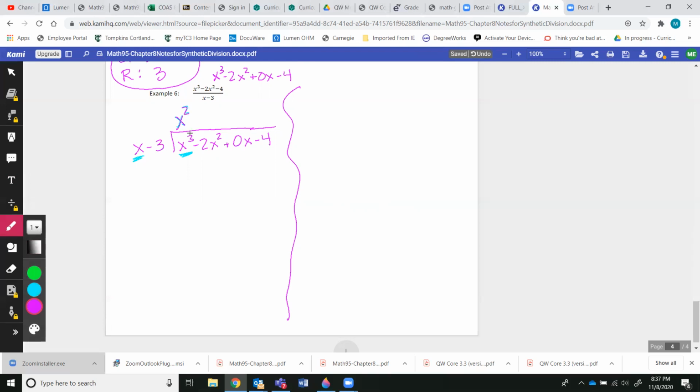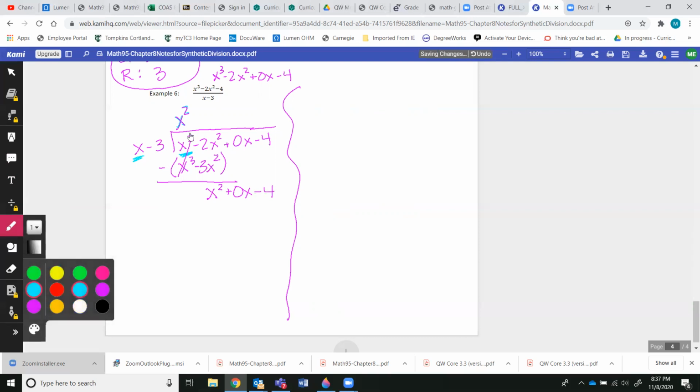And then I can go ahead and multiply. X squared times x gives us x to the third. And then x squared times negative 3 is minus 3x squared. And this cancels out. And negative 2 minus negative 3 is like negative 2 plus 3, which is going to be 1. So I just have x squared. And then I'm going to bring everything else down. And I'm again going to look at leading terms. So x times what gives me a positive x squared? Well, that's going to be plus x, right?